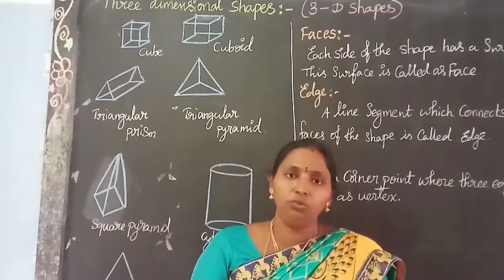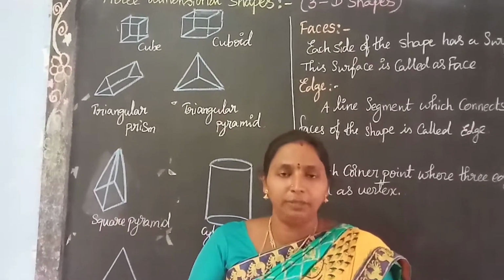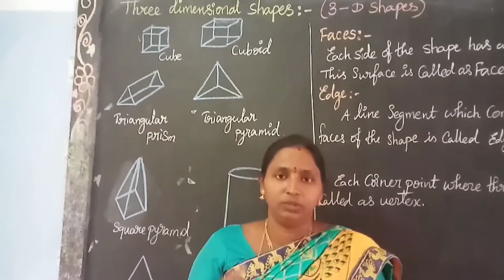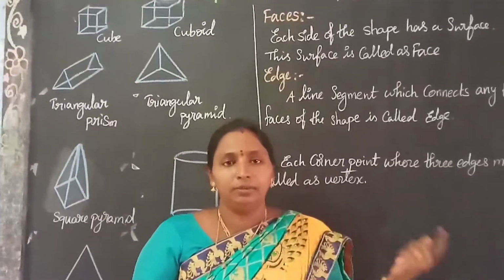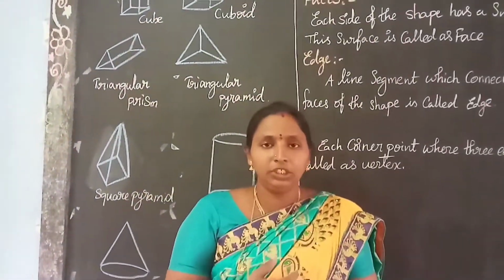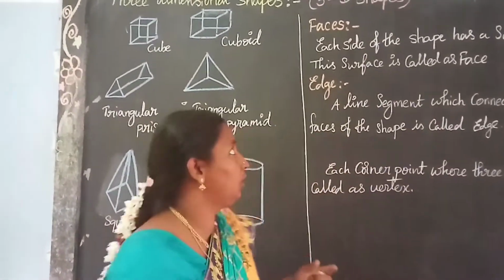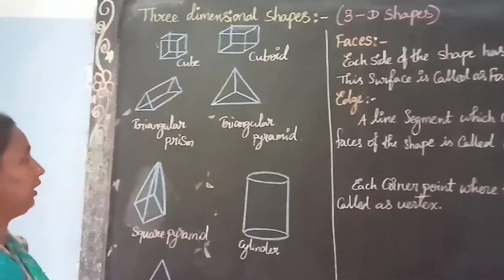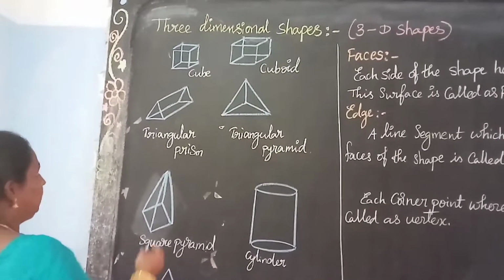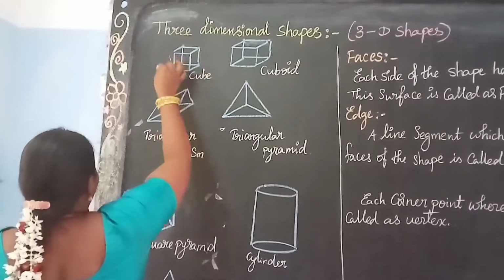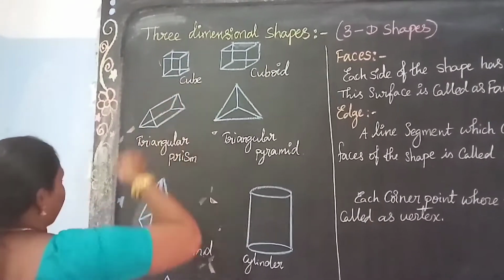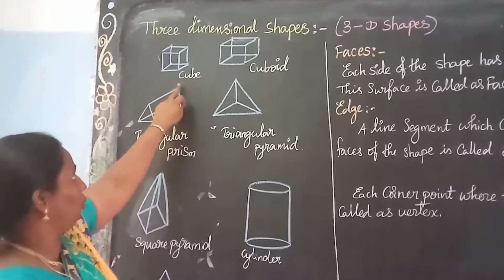Now in this video we are going to see some 3D shapes and their faces, edges, vertices, and for some 3D shapes we are going to see Euler's formula. Okay, so let us move on to this video. The first 3-dimensional shape is the cube. Here all the sides should be equal. So that is the cube.